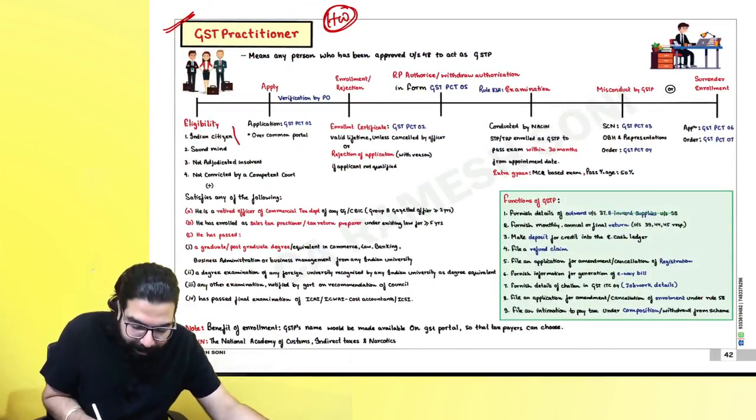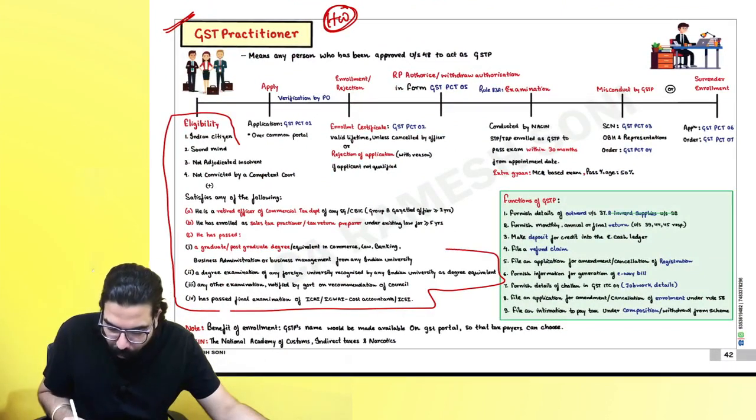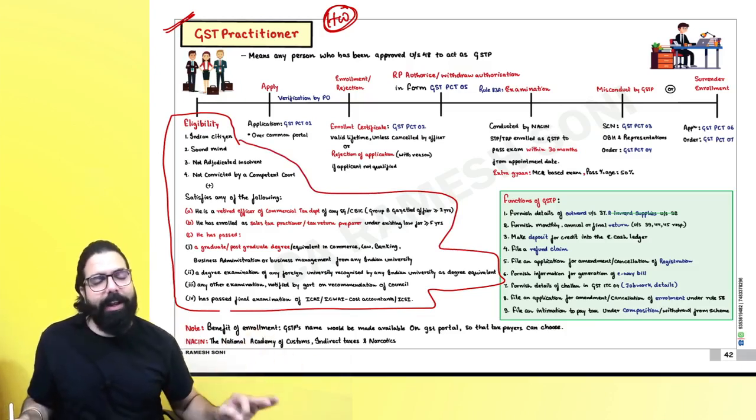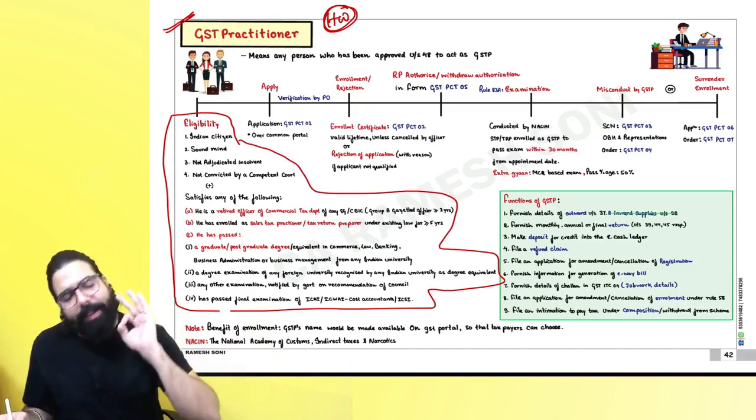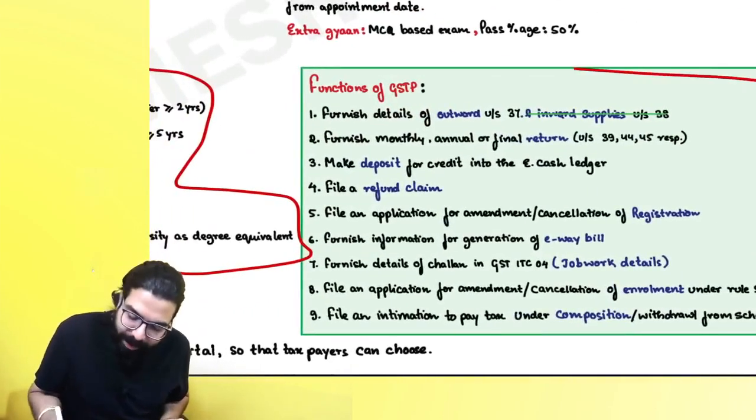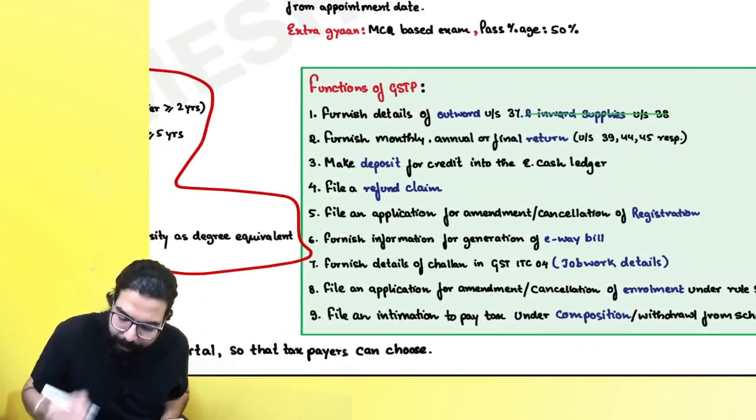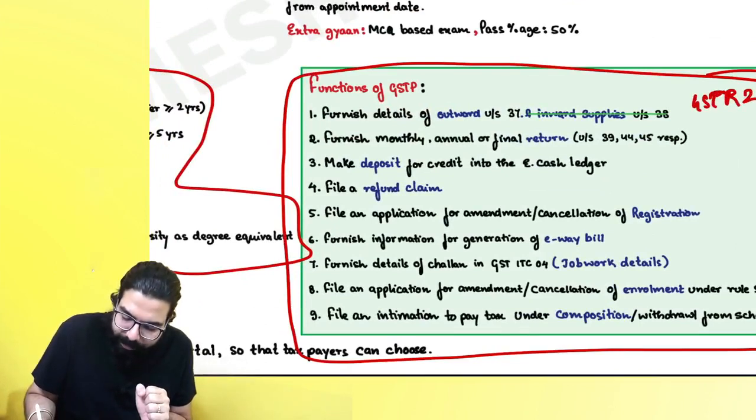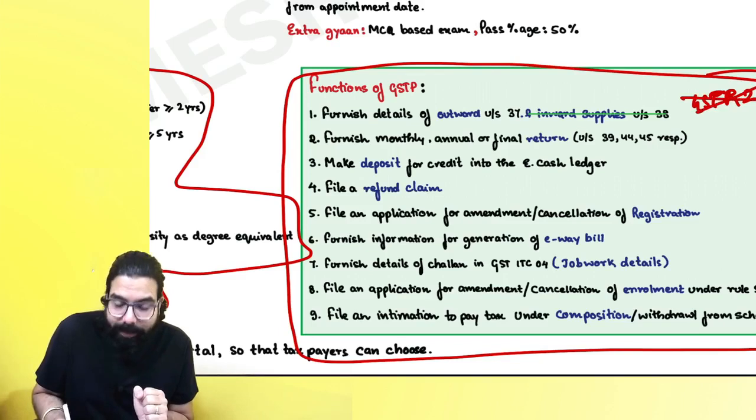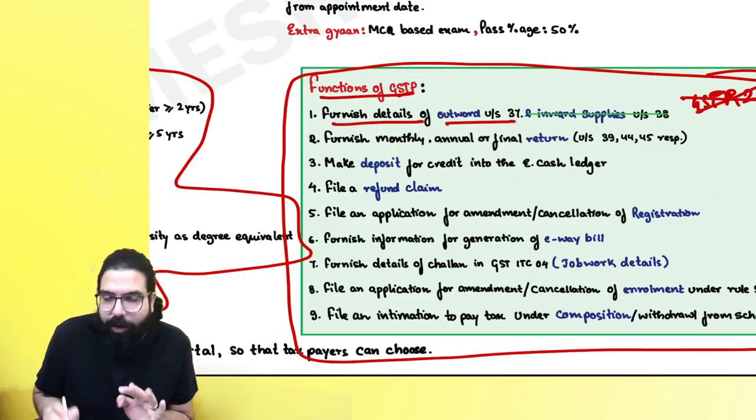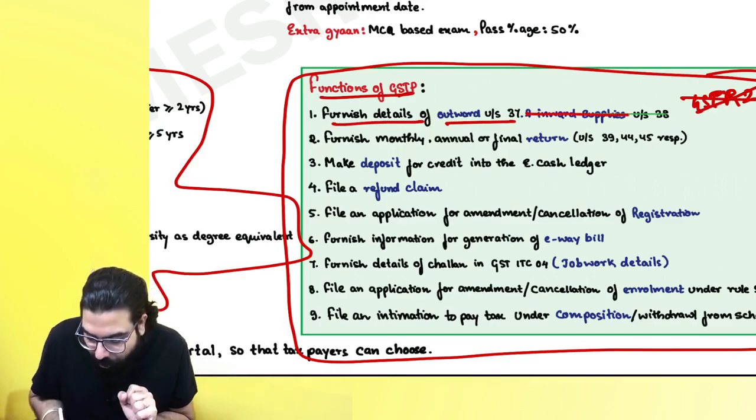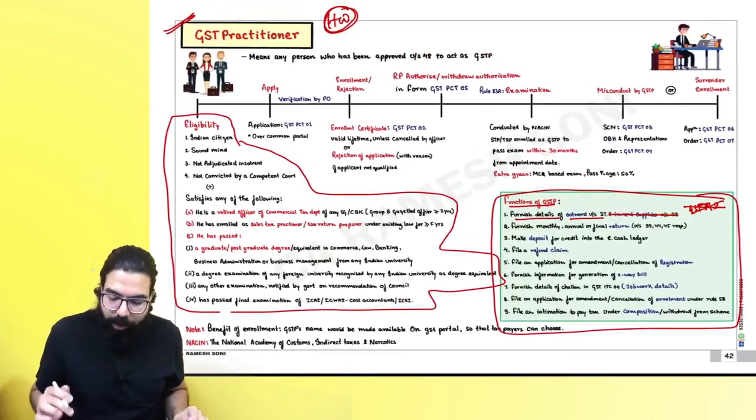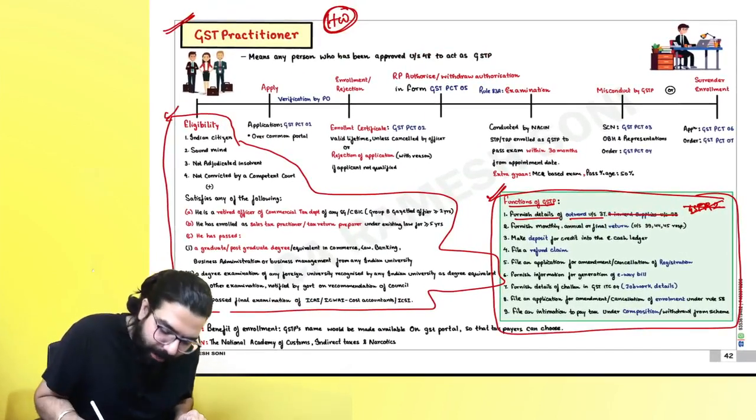Remember, for the GST practitioner, you can read only this much. Who is the person eligible to opt for GST practitioner? And the second point to read is the functions of a GST practitioner. Remember the amendment in functions now, because GSTR 2 is gone. They say a GST practitioner can furnish the details of outward supply. GSTR 1 is still there, but because GSTR 2 is gone, they have deleted the word inward supplies. Okay, that's it, everyone. So you can do functions and you can do eligibility.